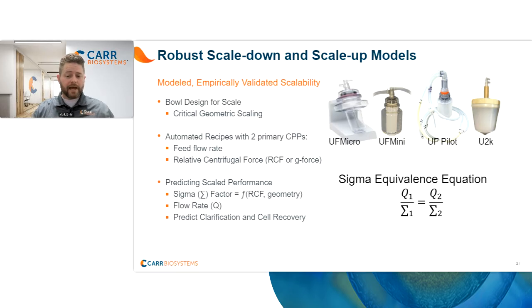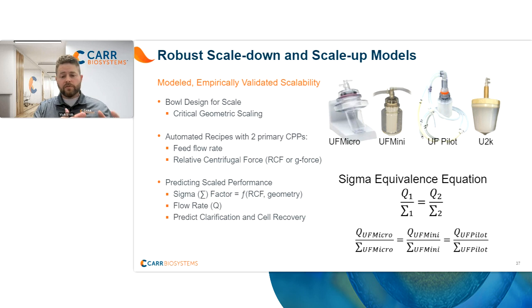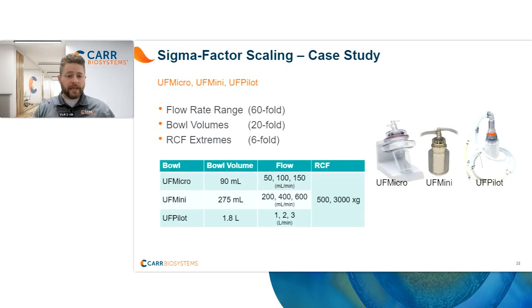And so we can apply that to our centrifuges, saying, as we go from the UF Micro to the UF Mini to the UF Pilot, we can look at those numbers and say, wow, we predict the performance of the scale up using the smaller scale. In this particular case, we have a case study where we looked at flow rate ranges that had a 60-fold difference from 50 milliliters a minute to 3 liters a minute, bowl volumes from 90 mils up to 1.8 mils, and some extremes in terms of relative centrifugal force. We looked across the Micro, the Mini, and the Pilot here.